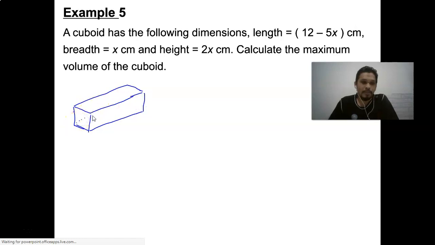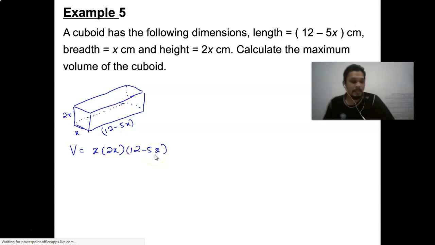So we get it here. Also, we go to the other side of this cuboid. Then the height is 2x, this is x, and here is 12 minus 5x. So V, or the volume for this cuboid with 3 dimensions, we know that V equals x multiplied with 2x multiplied with 12 minus 5x.